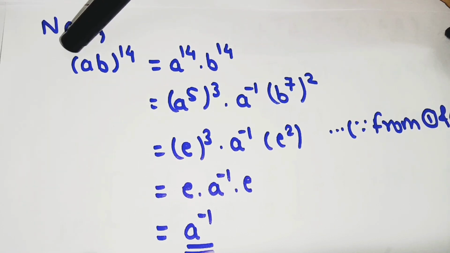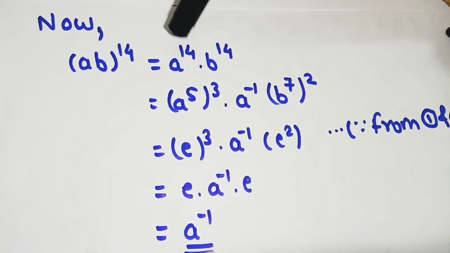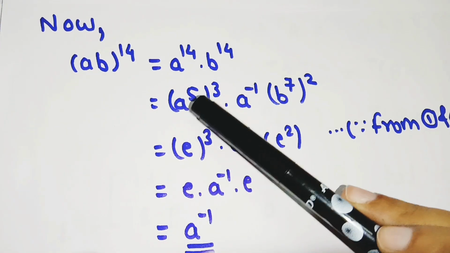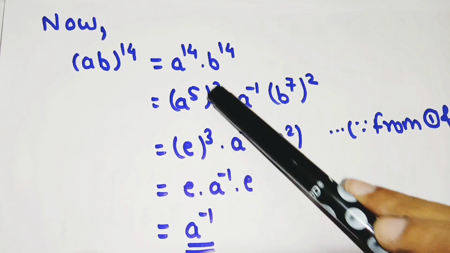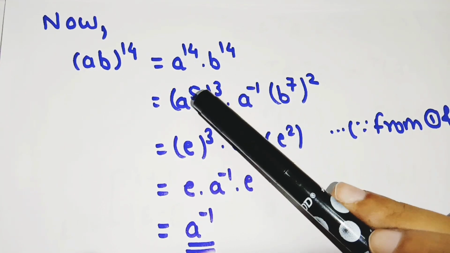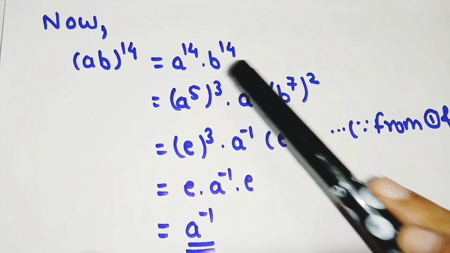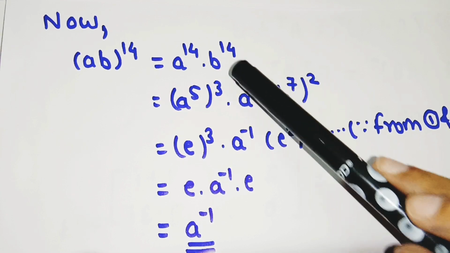But we have to find the value of (ab) raised to 14. This (ab) raised to 14 can be written as a raised to 14 into b raised to 14. By simplification, we can write it as (a raised to 5) raised to 3 into a raised to minus 1, which is nothing but a raised to 15 into a raised to minus 1, that is a raised to 15 minus 1, which is a raised to 14. Similarly, b raised to 14 can be written as (b raised to 7) raised to 2.